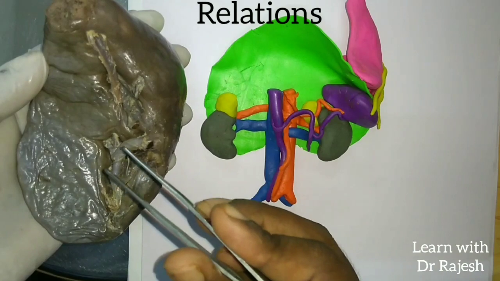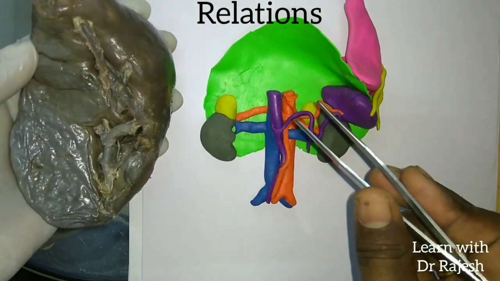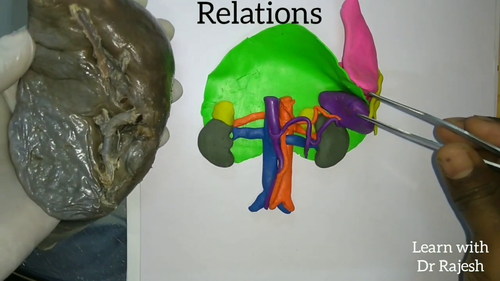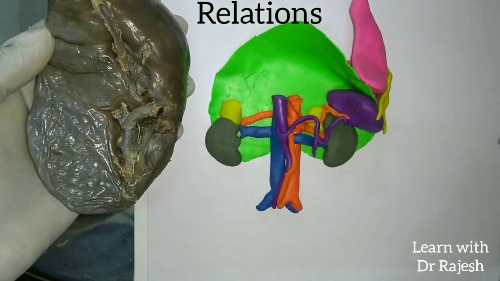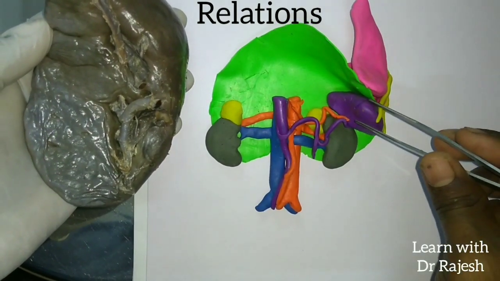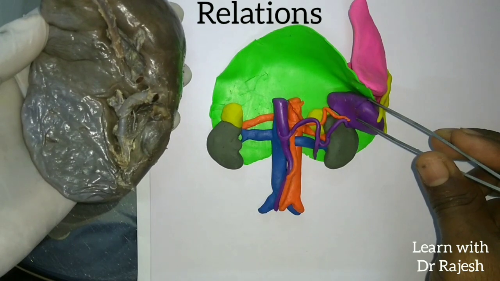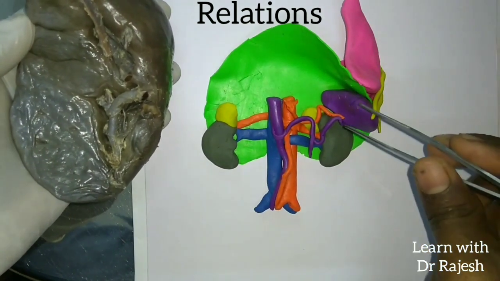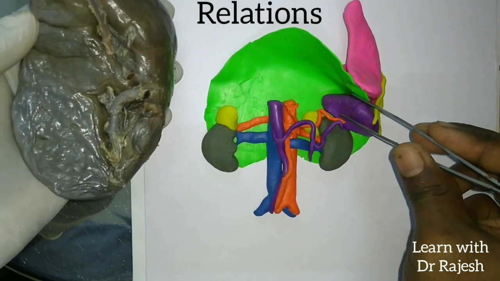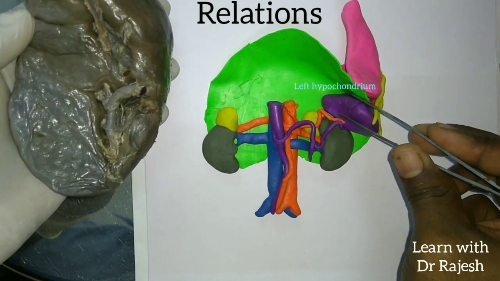Next, coming to the relations of the spleen. This can be understood well by looking at this model and comparing it with the specimen. We can see this is the spleen, which is present along the left hypochondriac region.